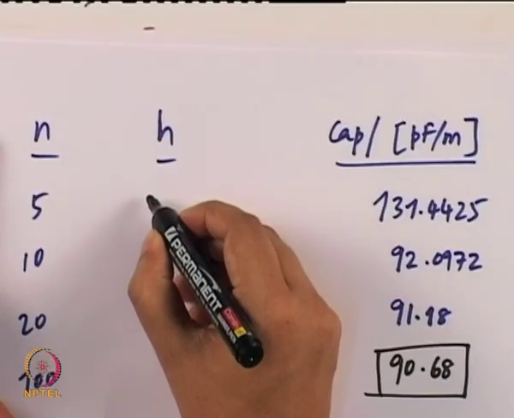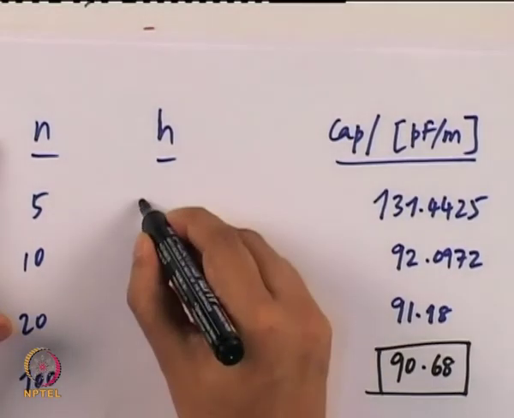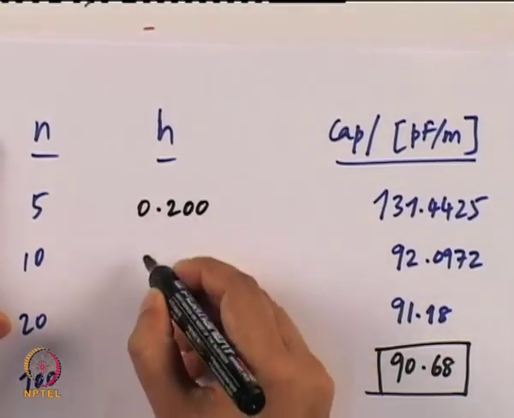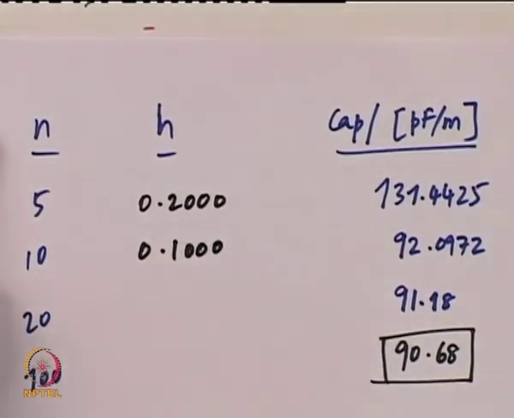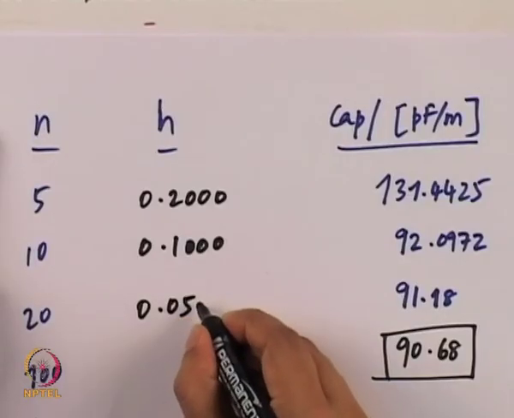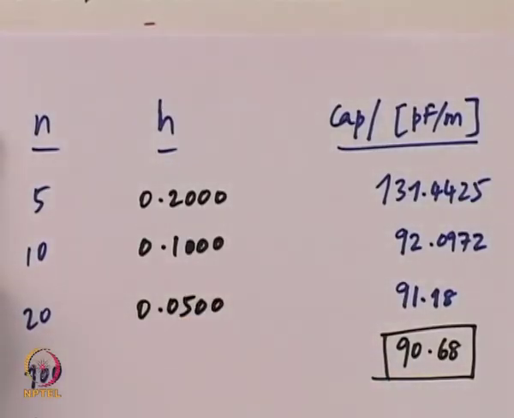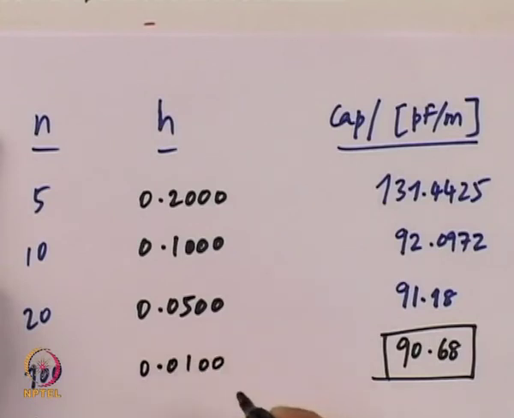So when n equal to 5, what we got is the h value is going to be 0.2000, and when n is equal to 10 we have 0.1000, and when n is equal to 20 we get 0.0500, and when n is equal to 100 we can compute the value of h, which is going to be 0.0100. So this particular problem is already converging around this point.